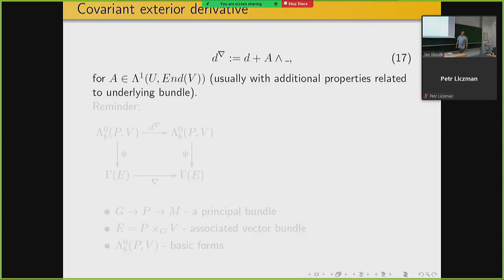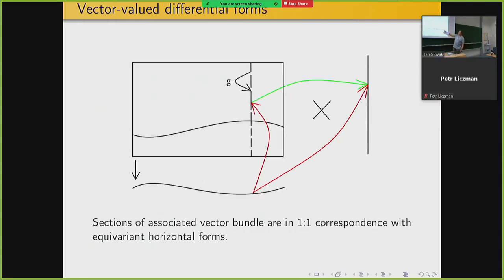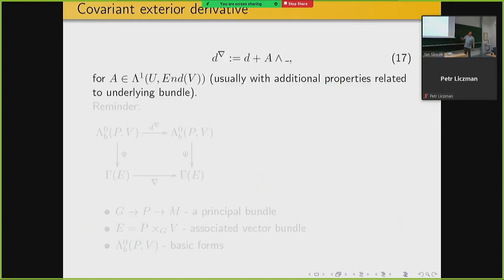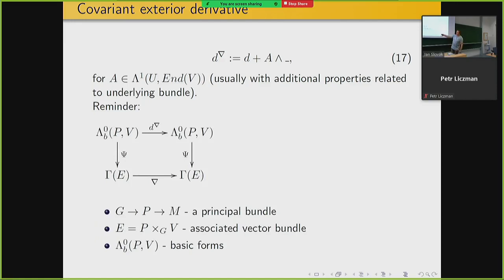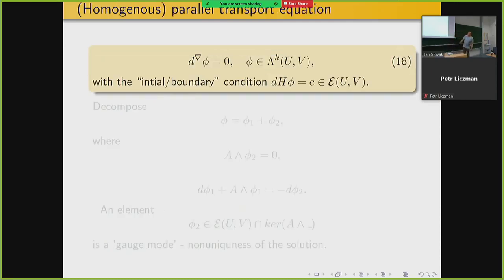Okay, so now the operator which acts on these forms, which is invariant with respect to the action of the group, is called the covariant exterior derivative, and it has the form exterior derivative plus A wedge something. And A is a one-form which is valued in endomorphisms. Well, generally it's valued in a Lie algebra, but we can take the Lie algebra to be a matrix algebra. Comparing this, we have here this covariant exterior derivative, and it corresponds to the other operator which acts on the sections of this associated vector bundle, which is called the covariant derivative. Here are the basic definitions. Okay, anyway, we focus on this equation.